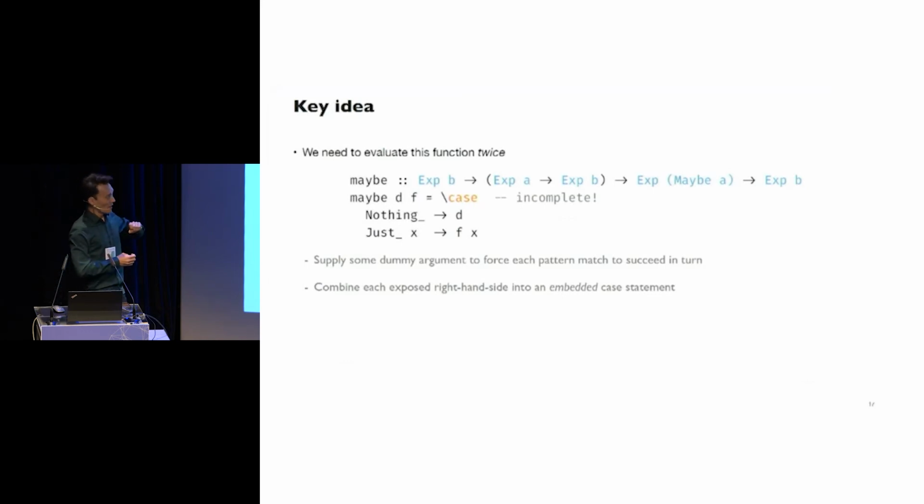So we need to run this function twice and supply some kind of argument to force Haskell's pattern matcher to succeed each time. Then once I get each of those separate right-hand sides, I can mash them together and build my embedded program with an embedded case statement. So this is the key idea: how do you run this function multiple times to extract all of the right-hand sides?